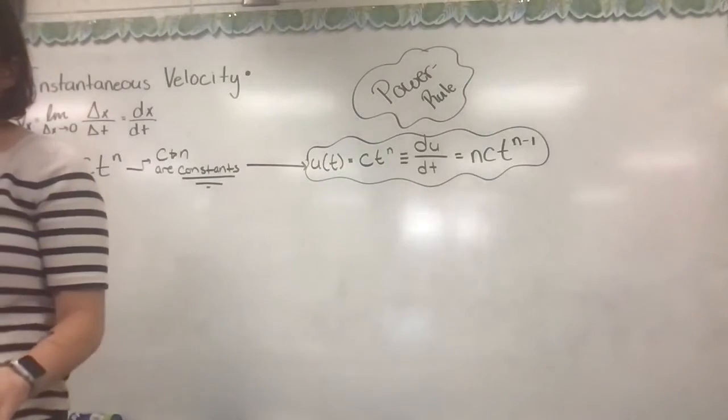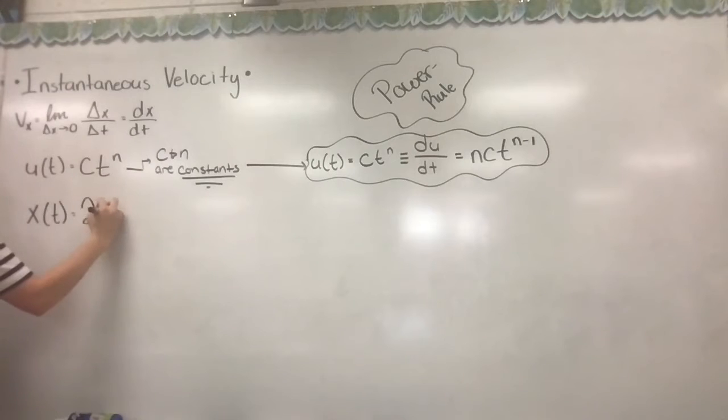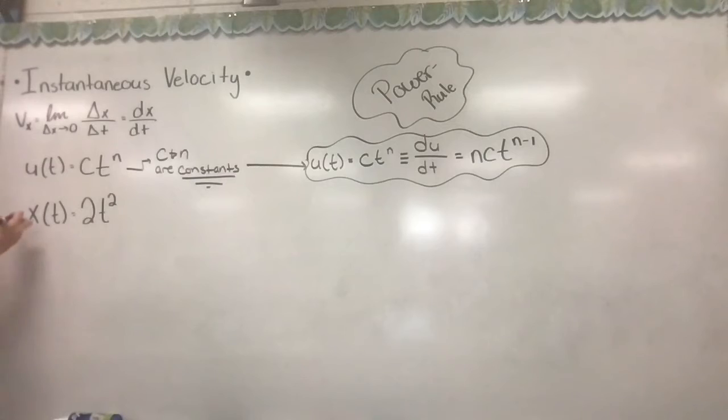So we will look at it with an actual example of what we would be doing in physics. Okay? So let's say we have a position function that we're given. We're told that x of t is equal to 2t squared. So this is a position function that we were given. All right? And why might we want to take the derivative of it? What do you think its derivative is going to give us?